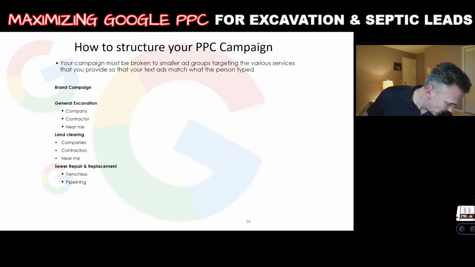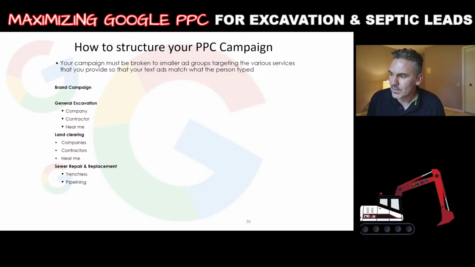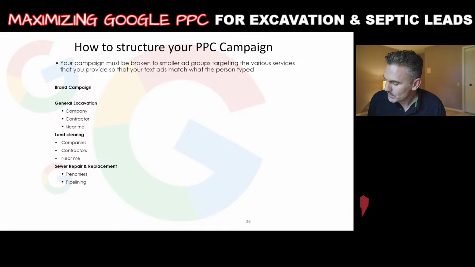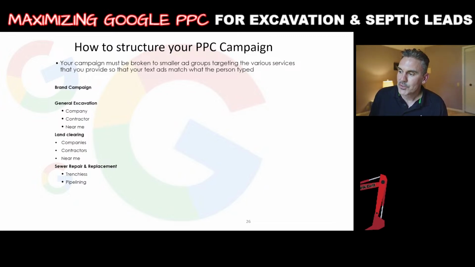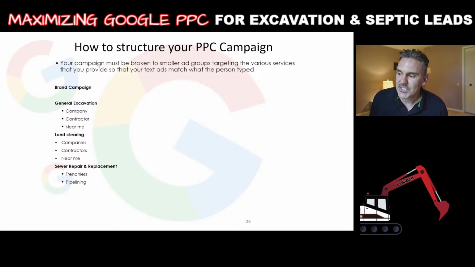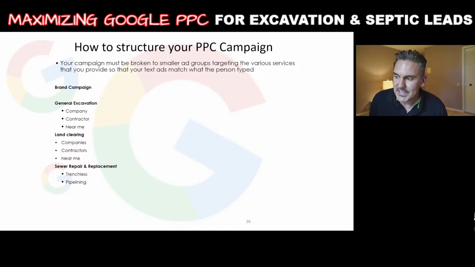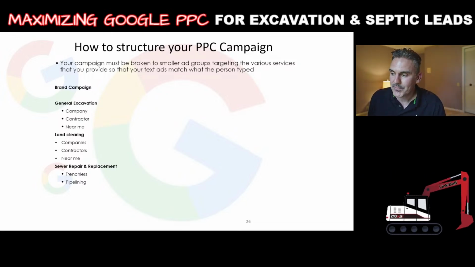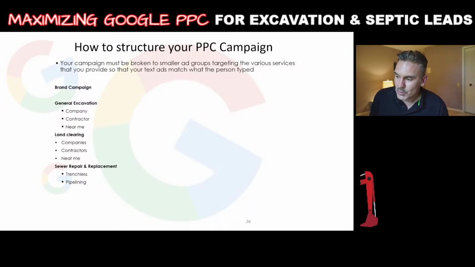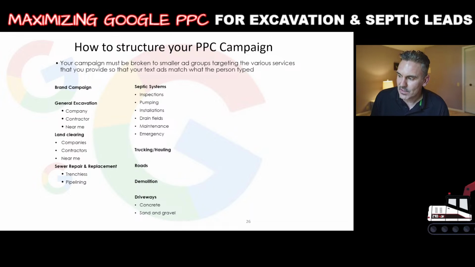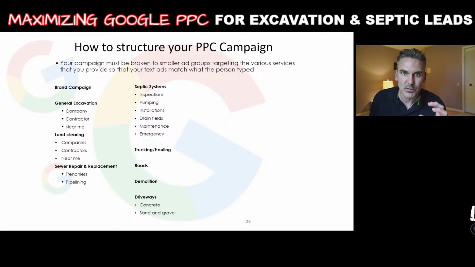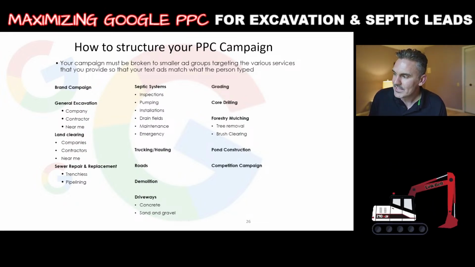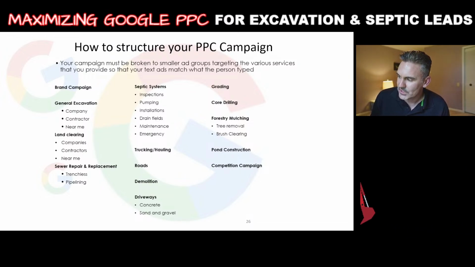So here's an example. You might have a brand campaign, which would be your company name, so that anytime someone types in your company name, you're guaranteed to pop up number one. You might have general excavation as a campaign. So if someone typed in excavation company, excavation contractor, excavation company near me, those types of ads would pop up. Land clearing, sewer repair and replacement, septic systems, trucking, hauling, roads, demolition, driveways. These are all your various ad groups. They're going to be separate ad groups. Grading, core drilling, forestry mulching, pond construction.